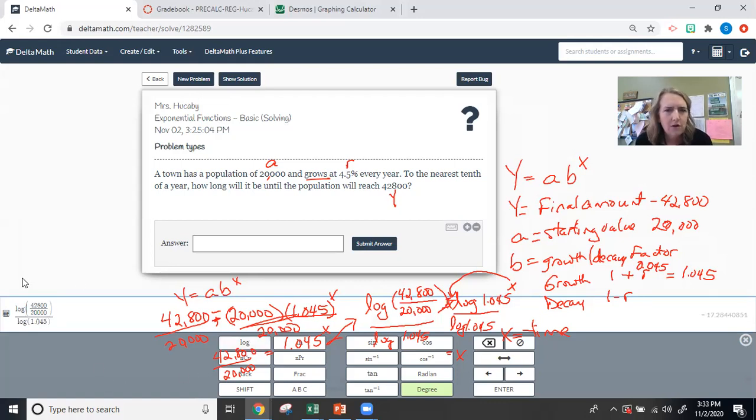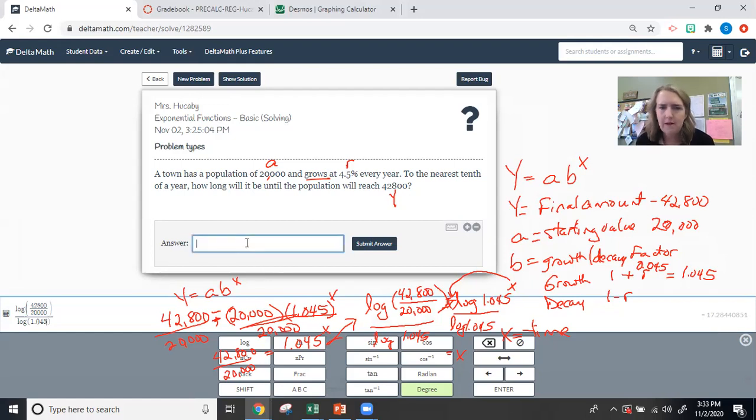So always make sure you have it all right. And your answer is right here, 17.28. It said to round to the nearest tenth. Always go back and look. What are they asking? They're asking how long in years to the nearest tenth. So if I round this to the nearest tenth, that's going to be 17.3.